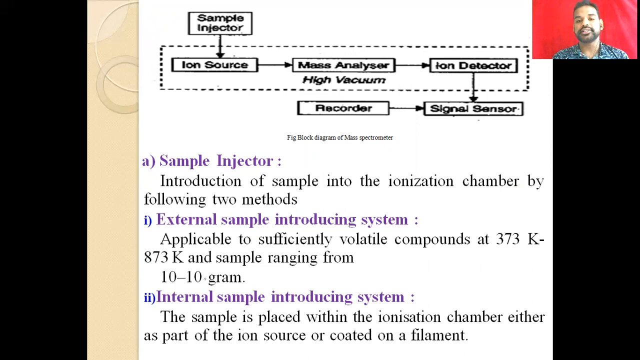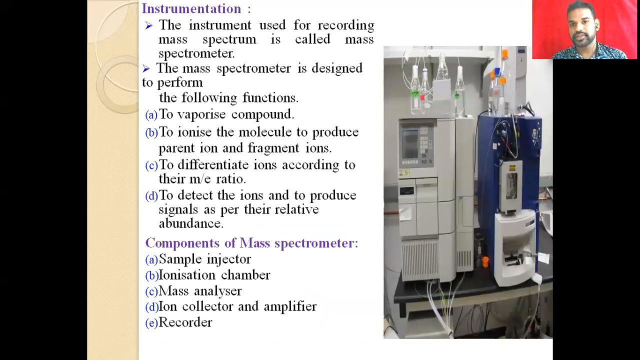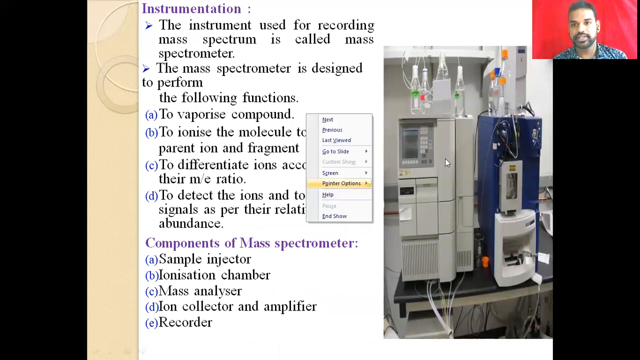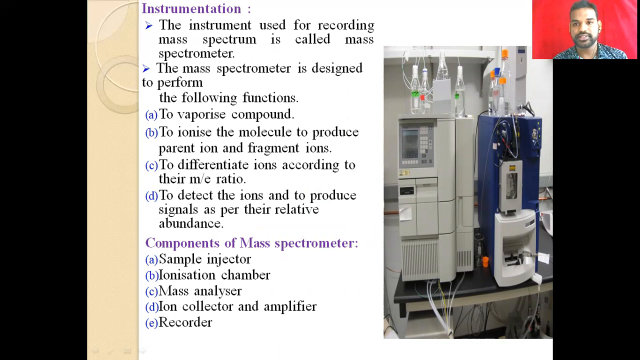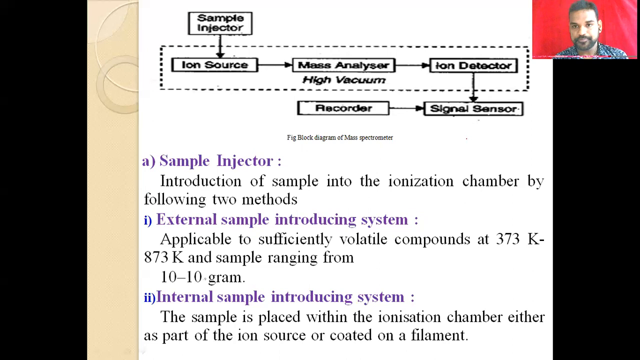The first component is the sample injector. It is the introduction of a sample into the ionization chamber, and it normally follows two methods. One is the external sample introducing system, and the other is the internal sample introducing system. For the external system, in the picture you can see the sample injected here. Here we have the bottles of reference and sample.